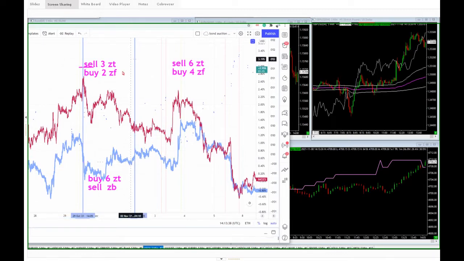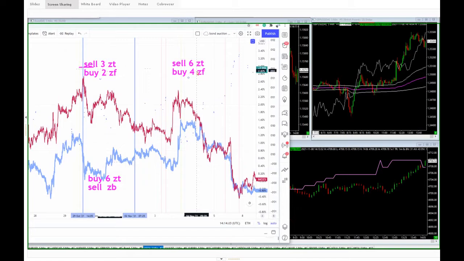But you can see what I'm doing. I'm selling 3ZTs and I'm buying 2ZFs. I'm buying 6ZTs and I'm selling a ZB contract. Now, obviously, if I do the math on this, it's very, very simple. If I'm selling 3ZTs and buying 6ZTs, why don't I just double this number? You might be saying, but that's cheating. Of course it's not cheating. I'm selling the red line. If I double these two numbers from 3 and 2 to 6 and 4, what am I actually doing?